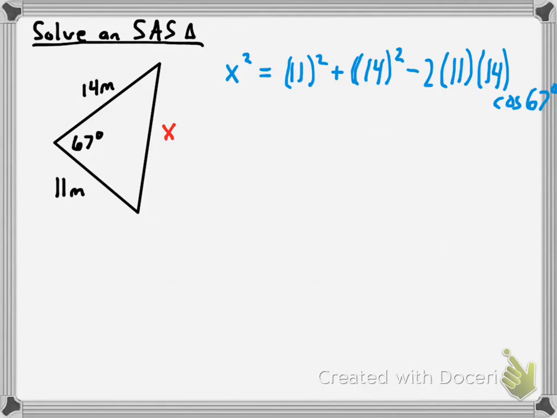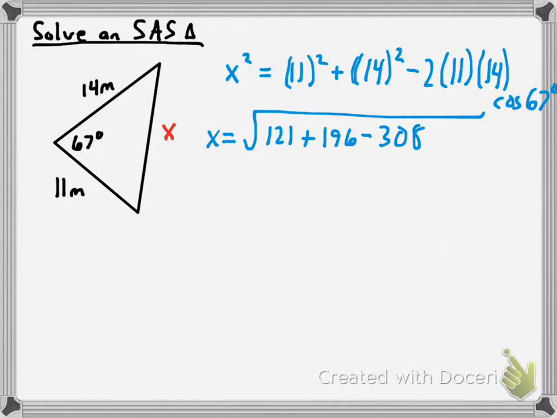Now this is really just a calculator exercise from here, generally speaking, because if we're using cosine of 67 degrees, we want a number from this. We're not just going to leave it as an exact value. So you can say that x equals the square root of all of that stuff. Now I'll simplify a little bit when I do this. 11 squared is 121. 14 squared is 196. 2 times 11 is 22. 22 times 14 is 308. And then cosine of 67 degrees. If you just type that into your calculator, it's going to tell you what that missing side length is. So go ahead.